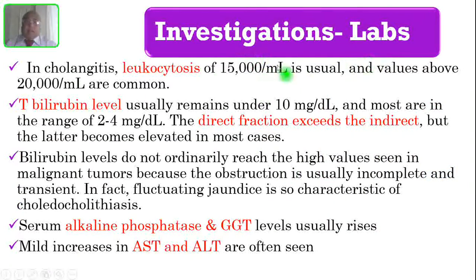So, lab investigation in cholangitis, there will be leukocytosis. 15,000 per ml is usual, and values above 20,000 are also very common. Total bilirubin level will usually be increased, but it remains under 10 milligram, and most are in the range of 2 to 4. Direct fraction exceeds the indirect one. Bilirubin levels do not ordinarily reach the high values seen in malignant tumors because the obstruction is usually incomplete and transient. In fact, fluctuating or intermittent jaundice is so characteristic of choledocholithiasis.